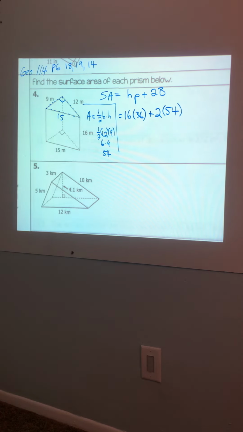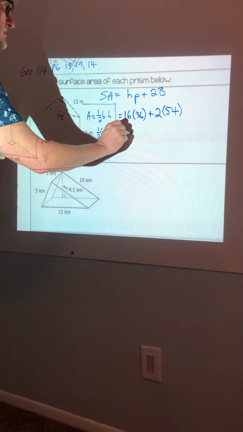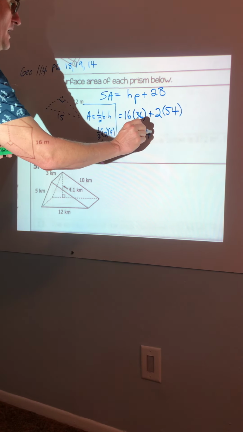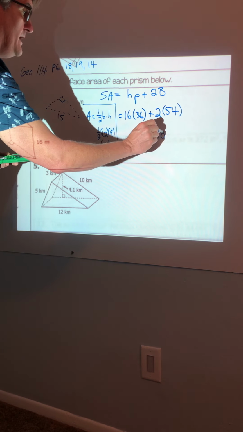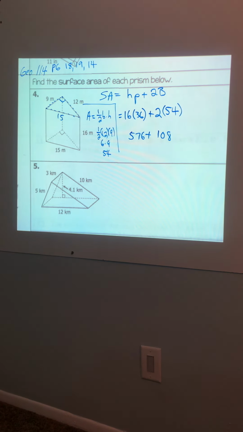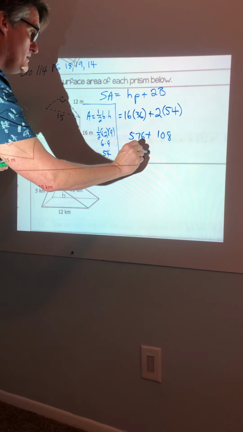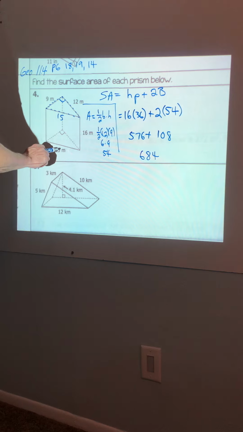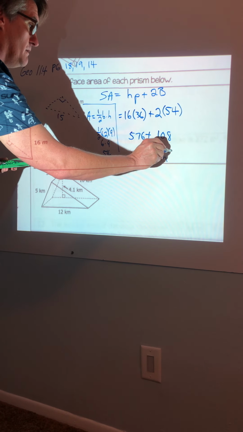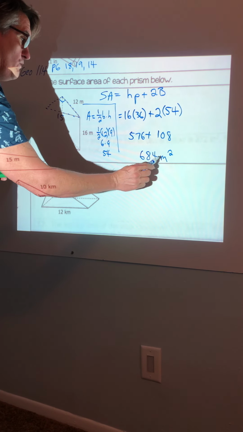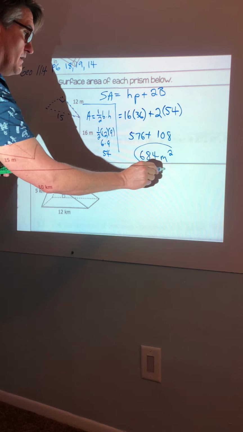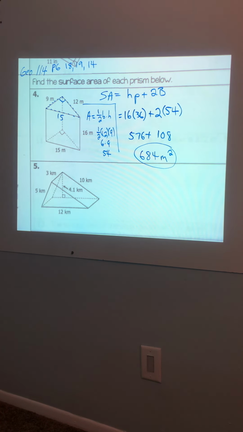Let's work this out. Grab your calculator if you have to. 16 times 36, and I get 576. And then 2 times 54 is 108. And you're going to total it all up. Remember, you're doing area. It's called surface area. So you go back to the meters and meters squared. Do not square the 684. It's just telling you the area. You found the area.